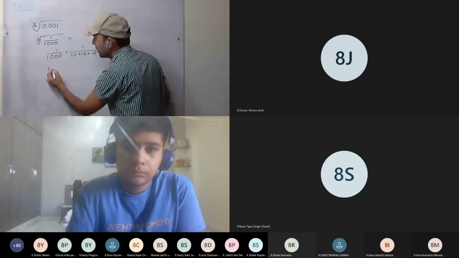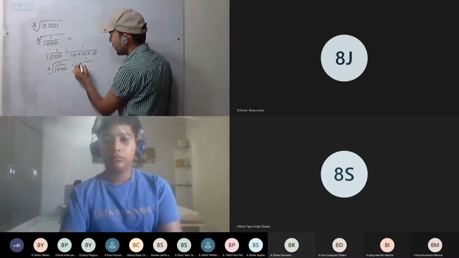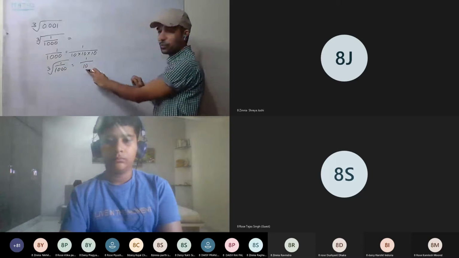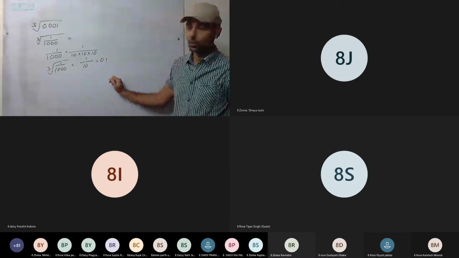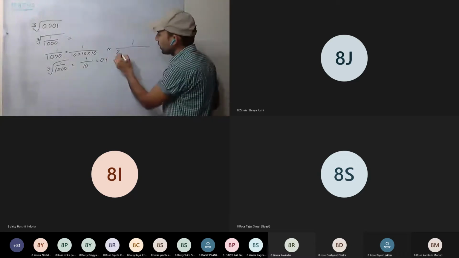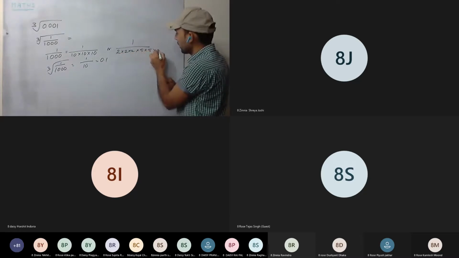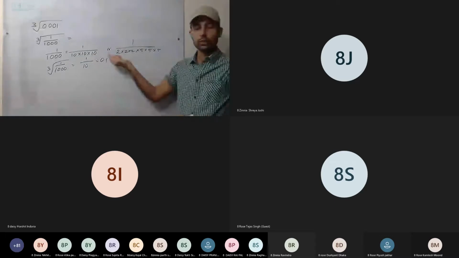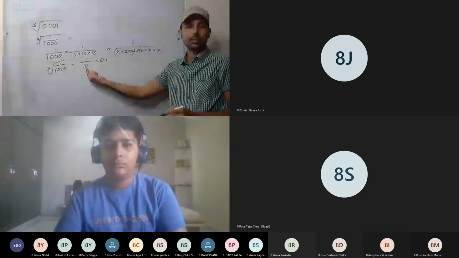Now cube root of 1 upon 1000. 1 upon 1 from each triplet will be taken, 1 upon 10. It is how much? 0.1. Or you can write it as 1 upon 2 into 2 into 2 into 5 into 5 into 5, either the factors or the prime factors. Now from each triplet we take 1. Again we are getting the same thing.